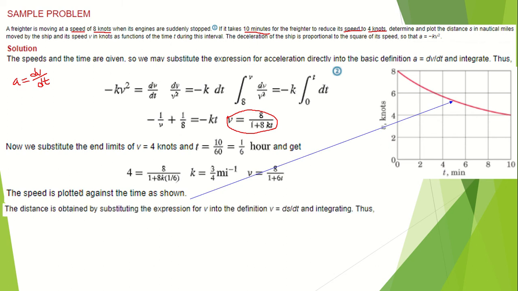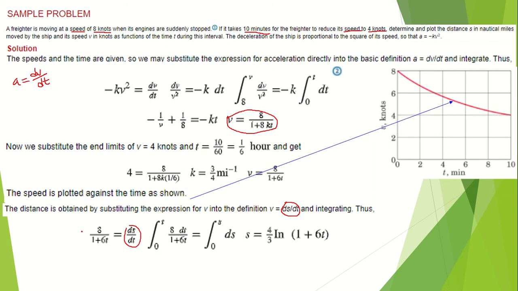Now the distance is obtained by substituting the expression for v into the definition of v equal to ds over dt, and integrating. So again, we go back to this one, substitute the values of v, and then integrate. So we have 8 over 1 plus 6t equal to ds over dt. This is our v, and this is our ds over dt here.